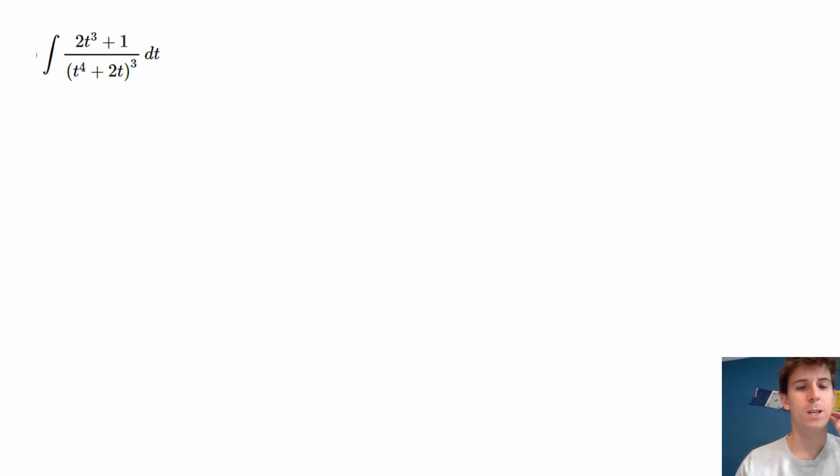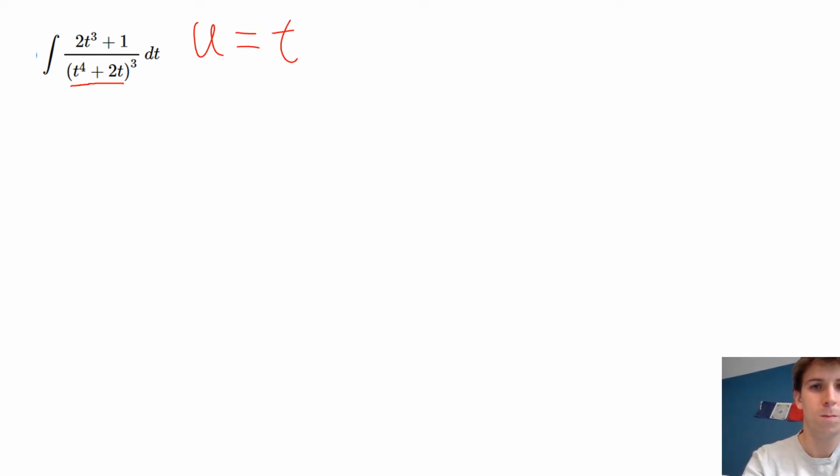If you remember what I was saying in class, you're usually going to want to make the innermost function our u. So in this case, it's definitely going to be this t to the fourth plus 2t, that's being raised to that third power. It's our innermost function, so I'll make that my u. And then we just need to find a differential here, which is just du.